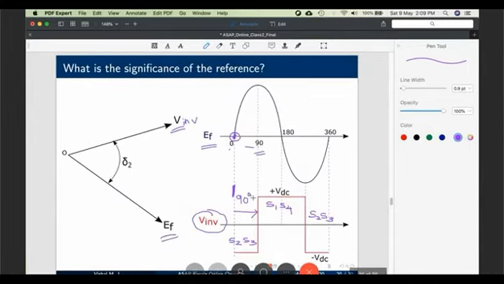See, I'm coming back to this slide. Here I have shown delta 2, but here I have drawn 90 degree. What is the advantage of keeping this one at 90 degree? Because torque is proportional to sine delta. If delta can be 90 degree, then torque has its maximum value. Torque takes its maximum value.